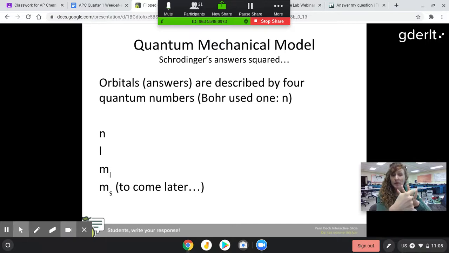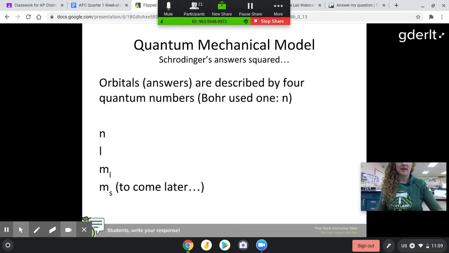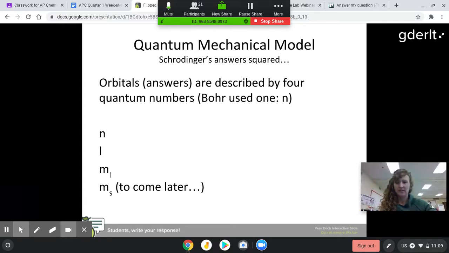So what we want to talk about is, what do these 4 things describe? How do we find them? And when are they allowed and not allowed? So that's what we're going to get into right now. Okay. Any questions before we talk about what these things are and how we find them and what they describe?